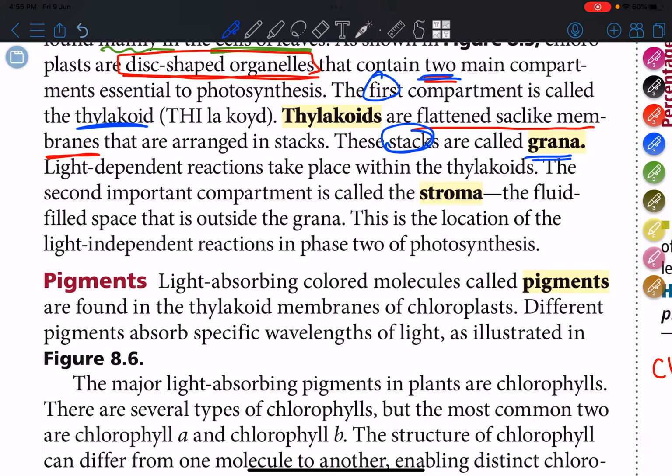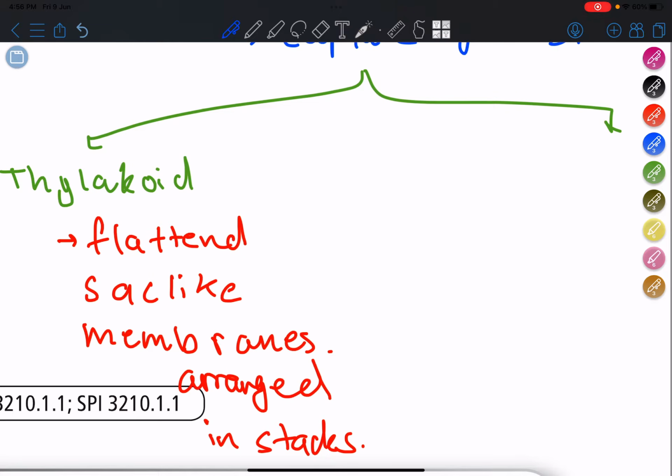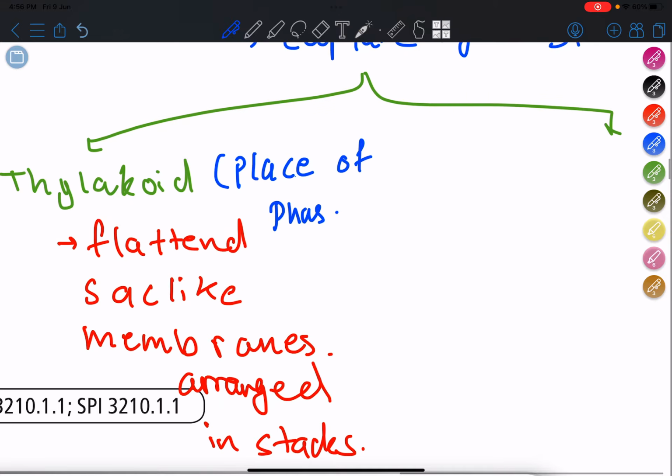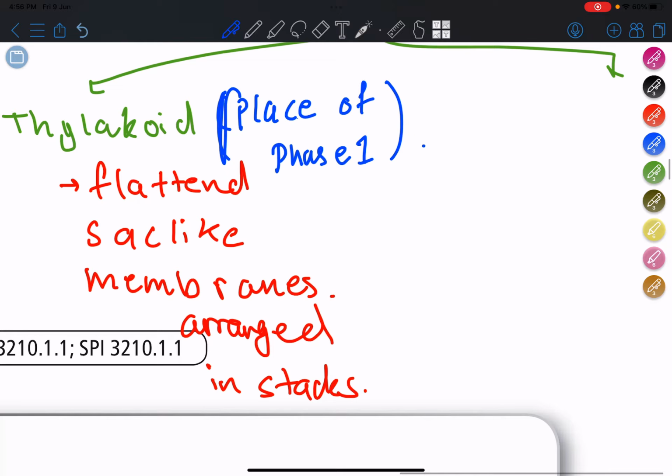The light-dependent reaction takes place within the thylakoid. So the thylakoid is the location of phase 1, which is the light-dependent reaction. Phase 1 happens in the thylakoid. And we said that thylakoids are arranged in stacks, and these stacks are called grana.